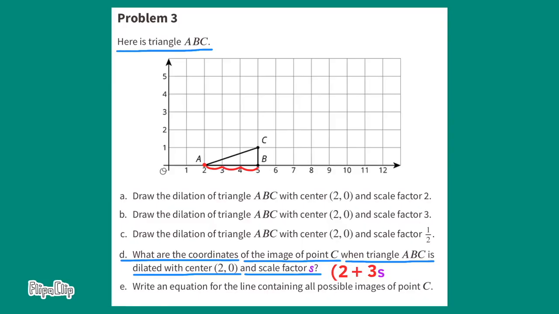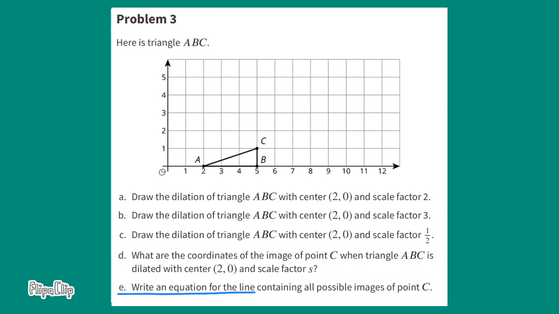So far, we've written the coordinates that represent the horizontal movement along the x-axis. Next, we need to figure out the vertical movement along the y-axis. Point C of triangle ABC is located 1 unit up. Making a dilation of triangle ABC with a scale factor s means that we need to multiply that 1 unit by s, so that the new point will be located either s times shorter or s times longer than its current location. The coordinates that represent point C with a scale factor of s are 2 plus 3 times s for the x value, and 1 times s for the y value.